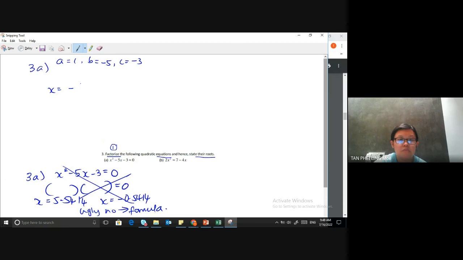X equals minus B plus minus square root of B square minus 4AC, over 2A. Remember, this negative is one you add yourself. A lot of you will forget about this negative, because you saw that your B already got a negative, then you forgot about the formula's negative. So I write it better, over 2A.